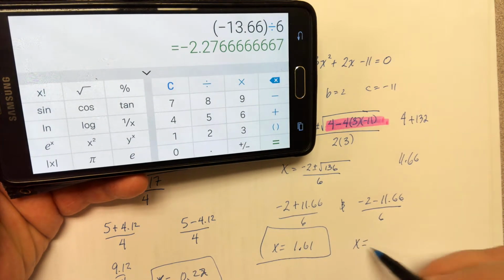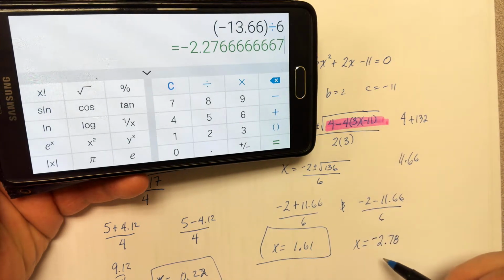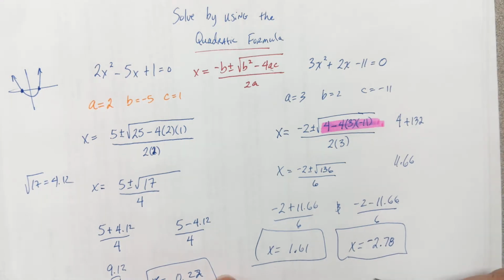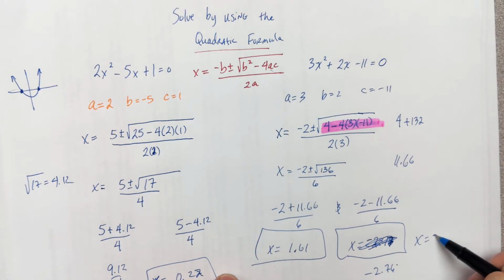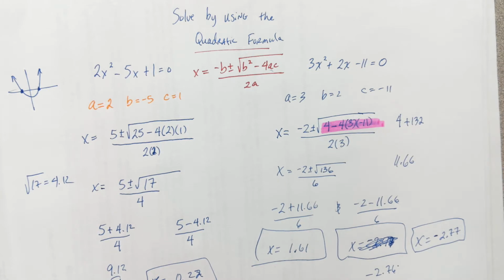Okay, now this one I have to round. We're going to round to 2 decimal places. 2.78. Yeah, there's your 2 answers. My calculator said 2.76. It was 2.7. Yeah, so this is right. I don't even know where I got the 8. That's a stupid mistake. 7, because it was 7, 6, 6, 6, and so on.